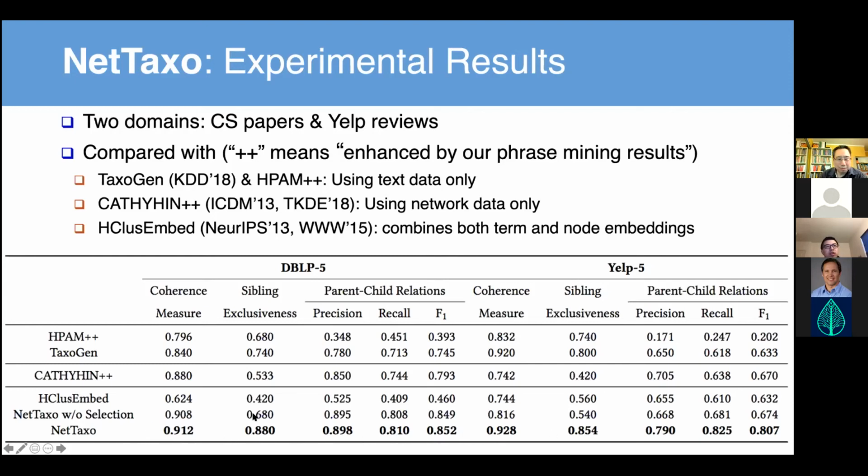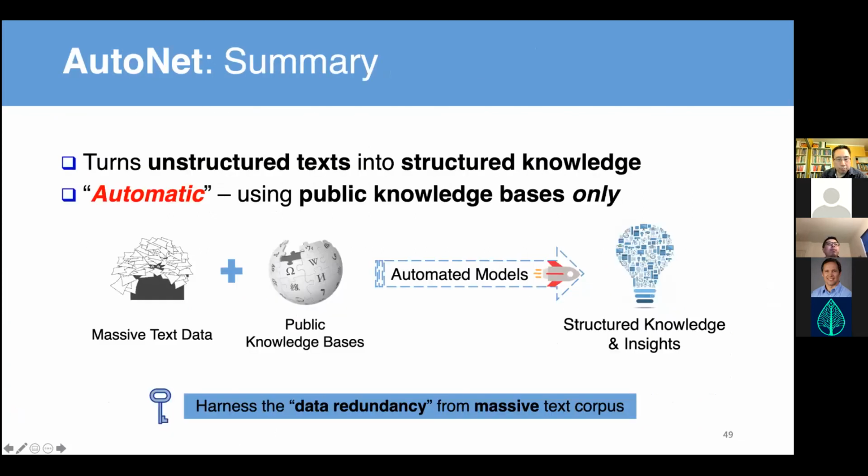Without this selection, sometimes you will get even worse performance compared with TaxoGen, which tells you that the network information is not always useful. You must do some selection to make it effective. So that's the takeaway from the experimental results here.